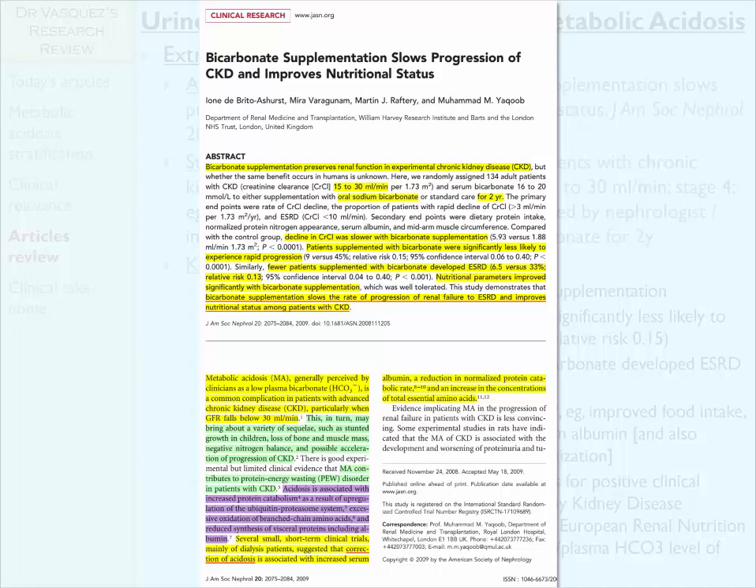So again, I think a lot of people will be interested to learn that pH affects nitrogen metabolism globally and specifically amino acid metabolism, which can have catabolic effects in patients who have chronic metabolic acidosis.